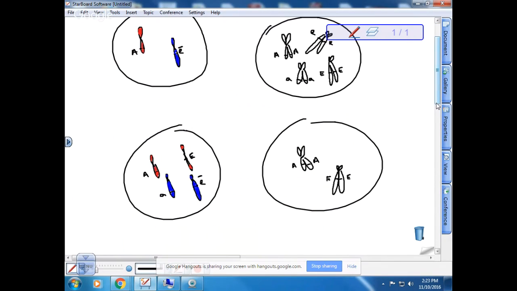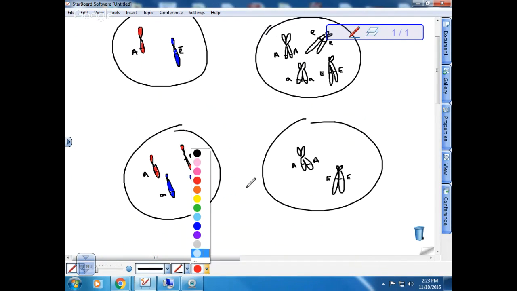So if we look at these chromosomes, this would be both red, right? So this would be red, right? And that one would be red, right? And then these would be red, right? So the A chromosomes are red and the E chromosomes are blue.